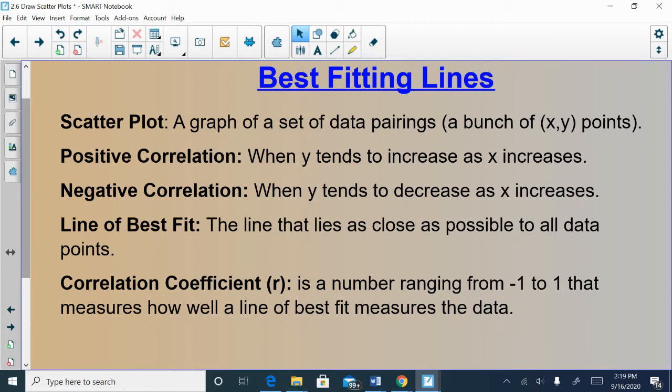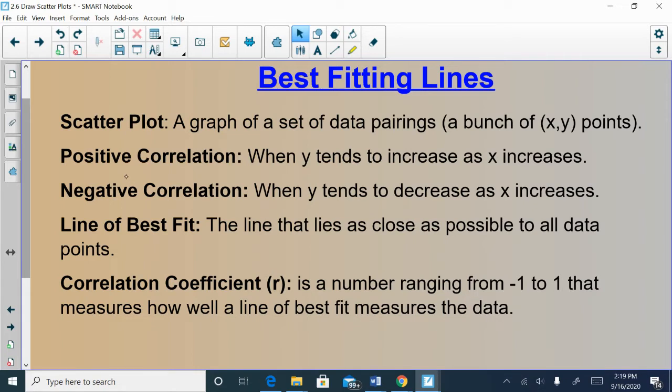A scatter plot is a graph of a bunch of data pairings. We're going to have a bunch of XY points, and we're going to graph them all together. There's just going to be a bunch of dots, and we are going to be looking for trends of these scatter plots that we have.